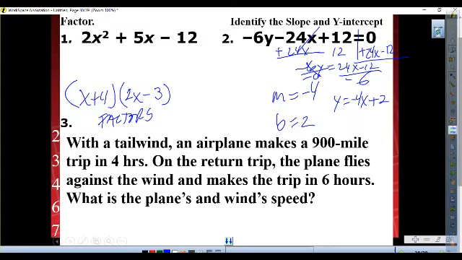Yes, or you could add 6y to each side. That's what I said at the beginning. But I just wanted to leave it in y form like this.